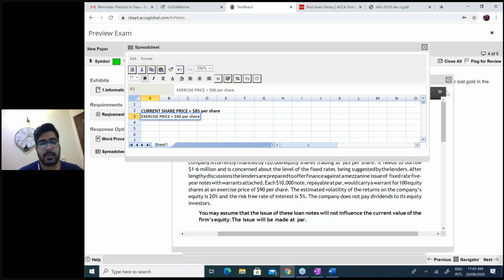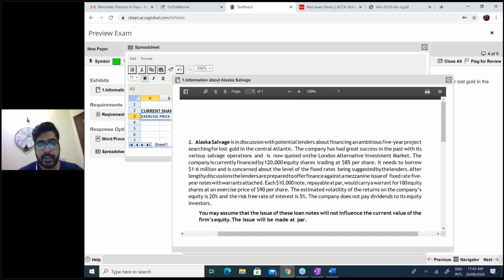Now, the question states there is a company, Alaska Salvage. It's in discussion with potential lenders about financing an ambitious 5-year project searching for lost gold in the Central Atlantic. The company has had great success in the past with its various salvage operations and is now quoted on the London alternative investment market. The company is currently financed by 120,000 equity shares trading at $85 per share. So current share price was $85 per share. It needs to borrow 1.6 million. It is concerned about the level of fixed rates being suggested by lenders.